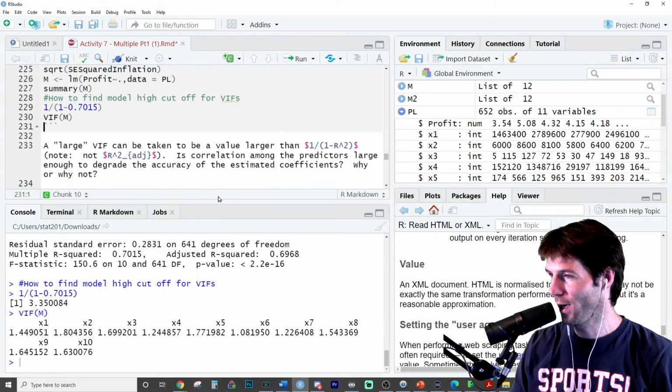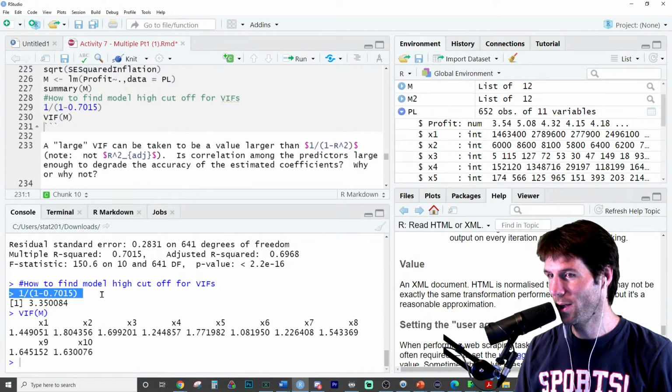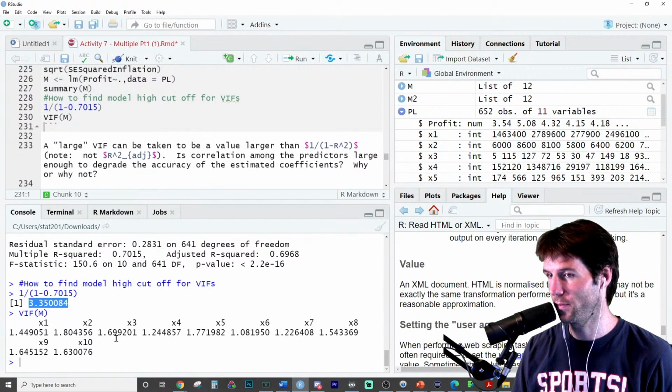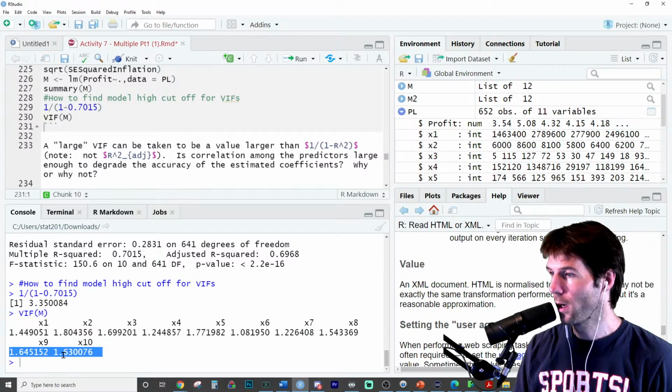So is this too high right here? Are any of these VIFs too large? This is our model-dependent VIF too-high cutoff. And the answer is none of these are above 3.35, so we're fine.